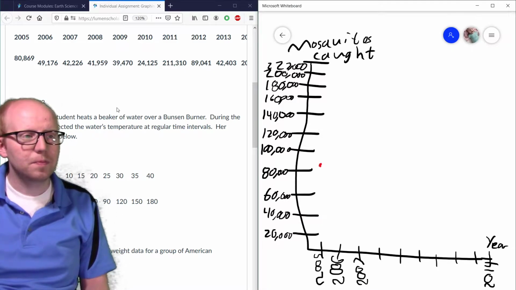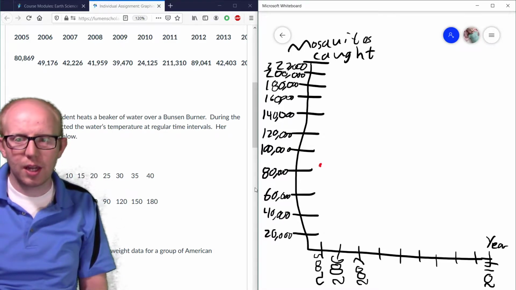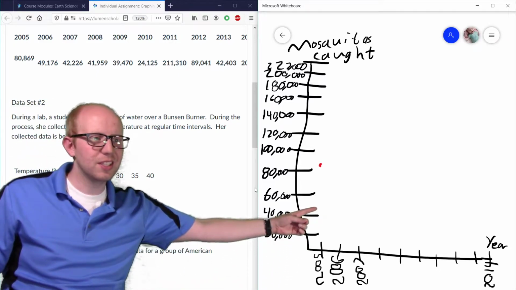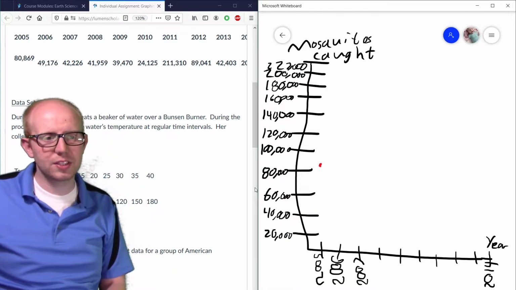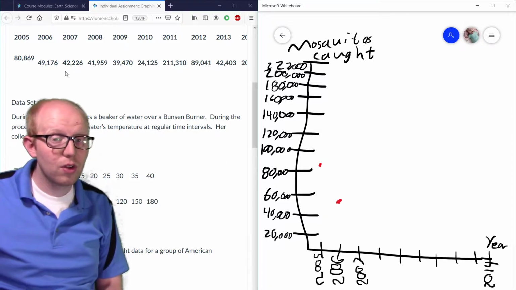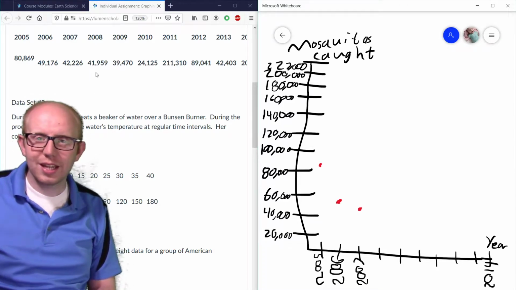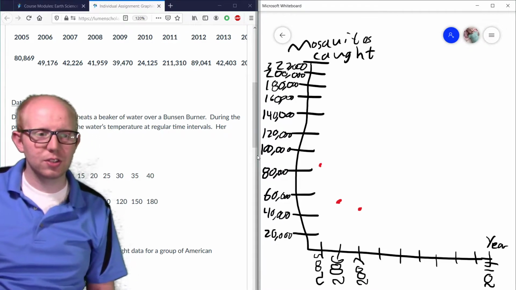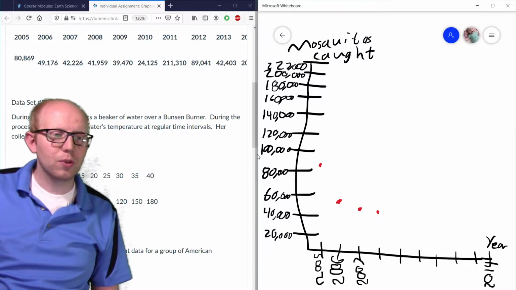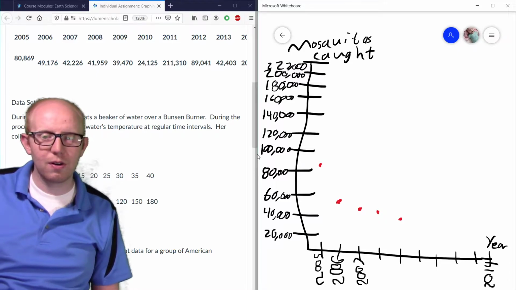2006, we're at 50,000. So again, go to 2006 on the x-axis. 50,000 is between 40,000 and 60,000, so I'm going to put that right there. 2007, we're at 42,000, so that's just a little bit lower, around there. 2008, we're at, again, around 42,000, so just even a little bit lower than that right there. 2009, we go even lower, around 39,000, so that's just a little bit lower, around there.